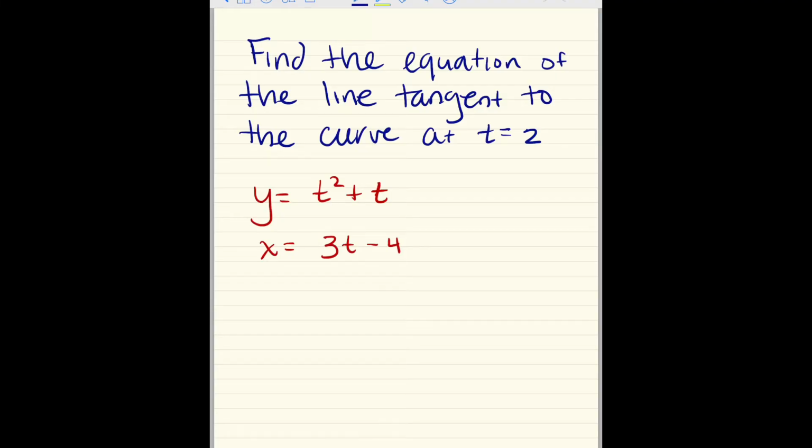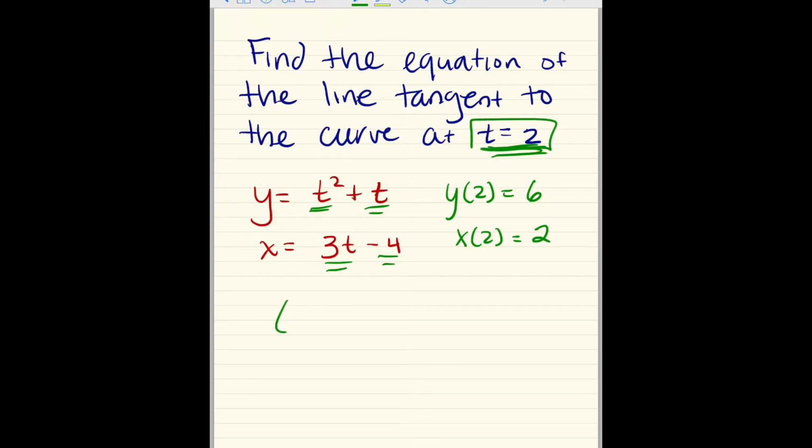So that's all. How do we find the equation of the line tangent to the curve at a specific time? Well, anytime you're trying to find the equation of the line, first thing that you need is a point. So what is y of 2? Well, y of 2, because remember this is t, so y of 2 is going to be 4 plus 2, which is 6. What is x of 2? x of 2 is going to be 6 minus 4, that's 2. So at time t equals 2, the particle is at position (2, 6).